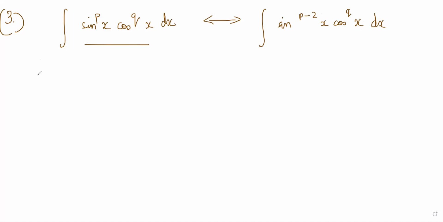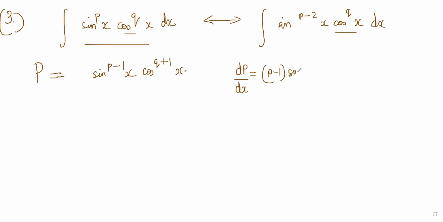So again, here also we'll construct our p, and the rule for making our p function is the same. Take both the factors, take the lower power in both of them, this is p minus 2, add 1 to it, so it will become sine of p minus 1 x. Take cos, what is the lower power? It is q, add 1 to it, so cos of q plus 1 x, right? Once you have constructed this p, do dp by dx. dp by dx will be equal to (p minus 1) sine of p minus 2 x cos of q plus 2 x minus (q plus 1) into sine px multiplied by cos qx, right?